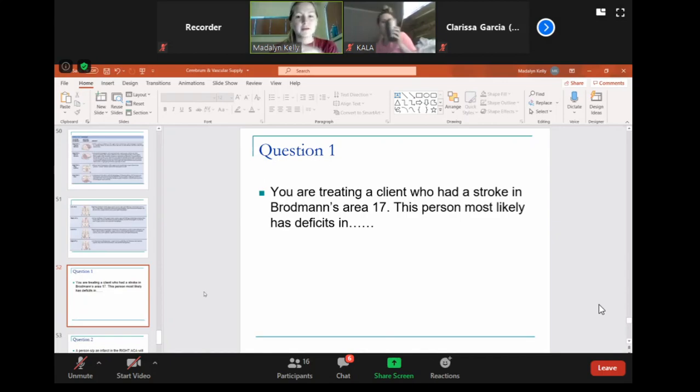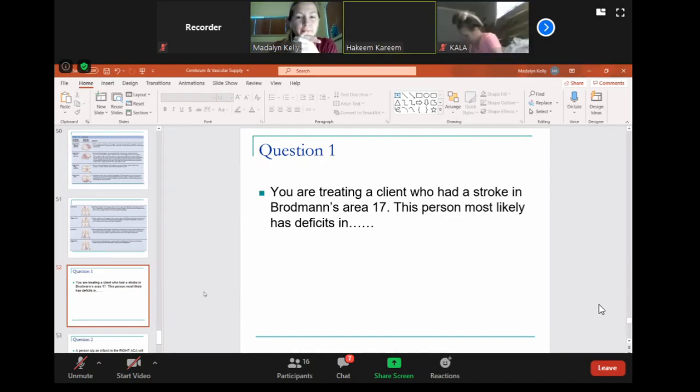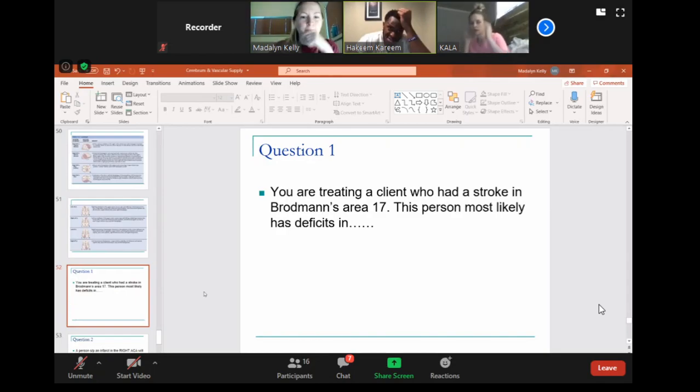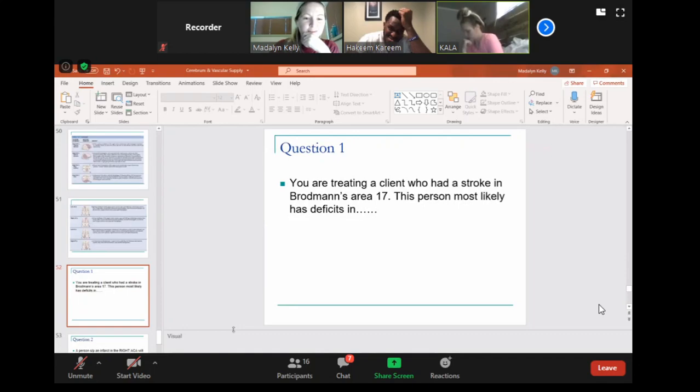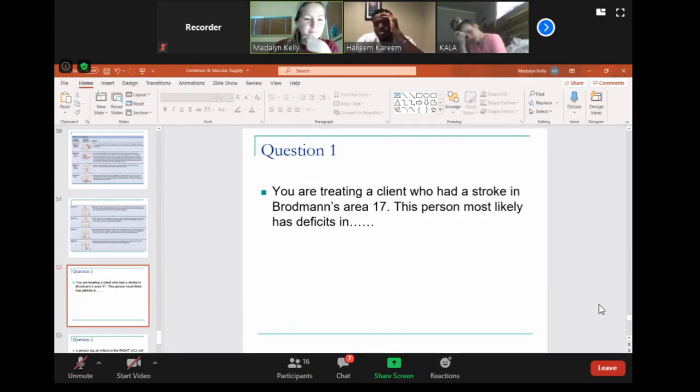You are treating a client who had a stroke in Brodmann's area 17. This person most likely has deficits in vision. Is it vision? Visual. Yeah, good job. Occipital lobe. PCA.